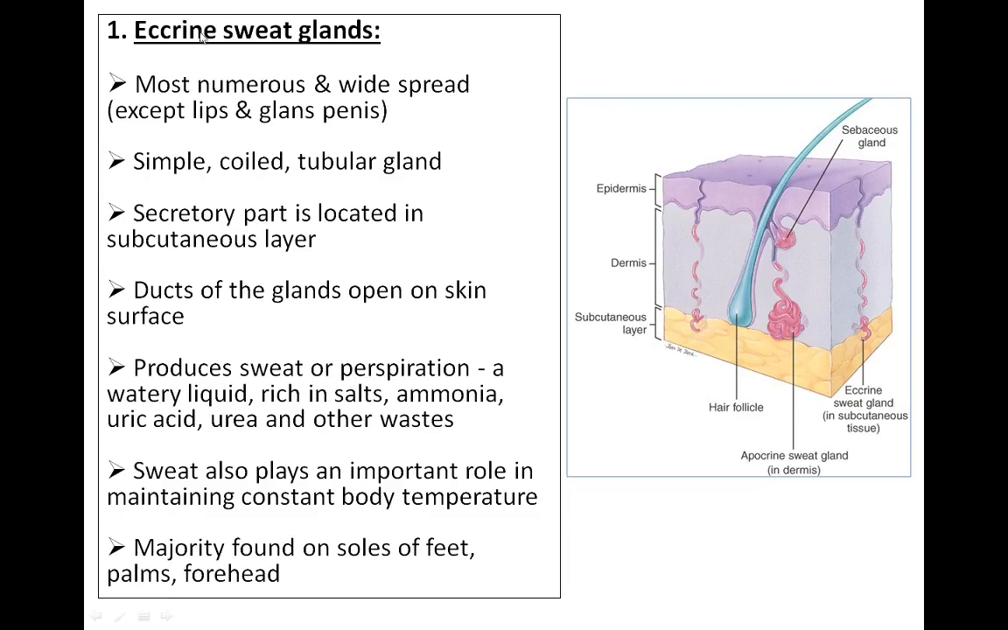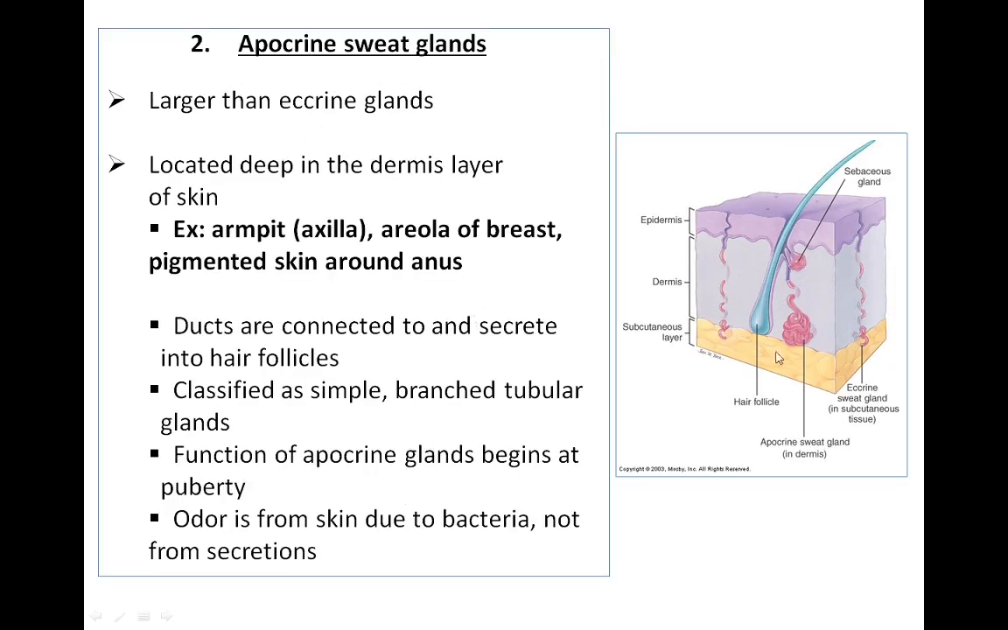So the eccrine type of gland is mostly found in the sole of the feet and the palm. So eccrine, it is the sole of the feet and palms as well as the forehead. And apocrine is mainly in the armpit, that is axilla, then the areola of the breast, then pigmented skin around the anus. These are apocrine type of sweat glands.